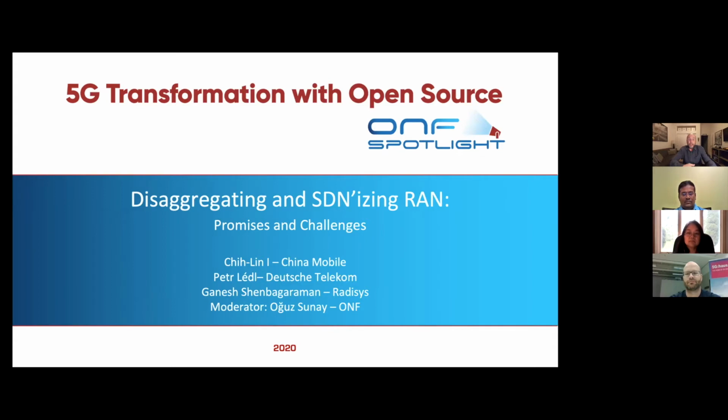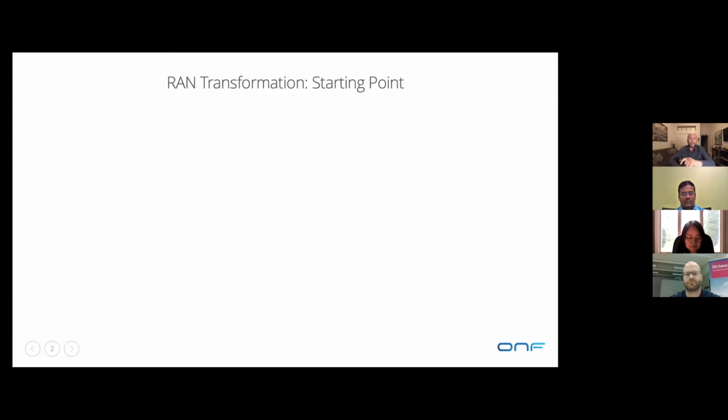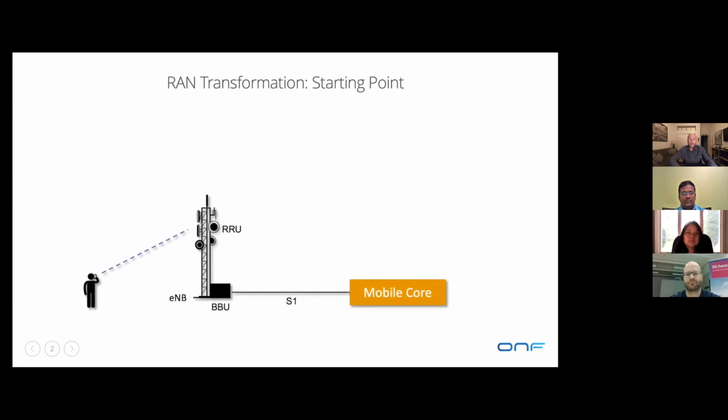To set the stage in our panel, I would like to do some level setting with a very short presentation. So our starting point on the path towards a disaggregated RAN is the following. We have eNode Bs decomposed into baseband units and remote radio units. The BBUs are usually stationed at the base of the antenna where the RRUs are mounted. The interface on which the BBU and the RRU communicate is vendor specific.